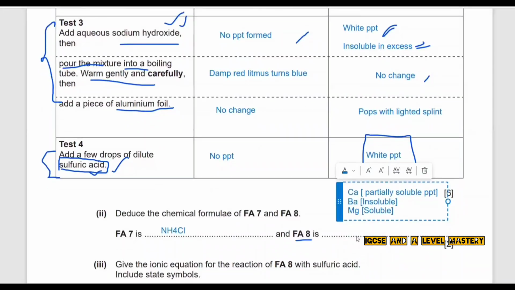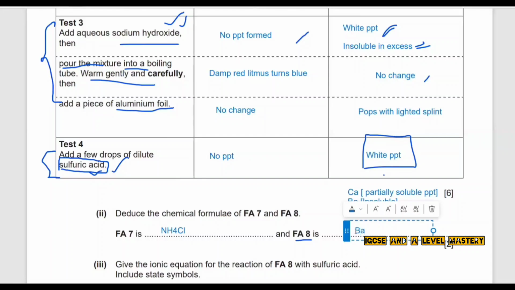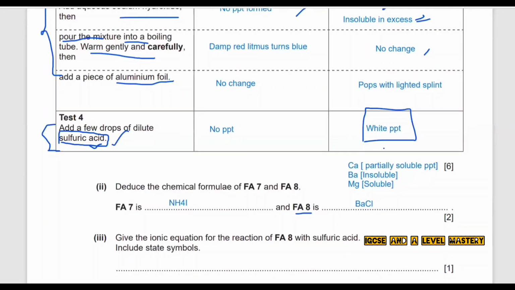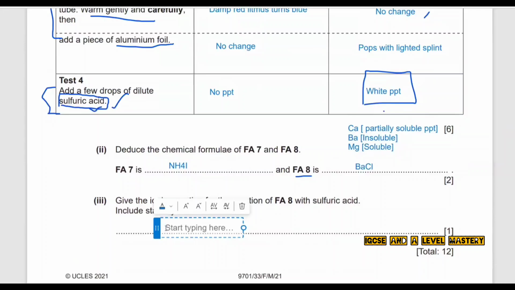So the compound Fa8 will be BaCl2. If you look at the ionic equation for the reaction, it will be Ba2+ (aq), because the salt contains barium ions, right? Plus SO4 2-, because the anion is SO4 2-, again in aqueous, gives BaSO4, and this is a solid. This will be the ionic equation. I hope this is clear.